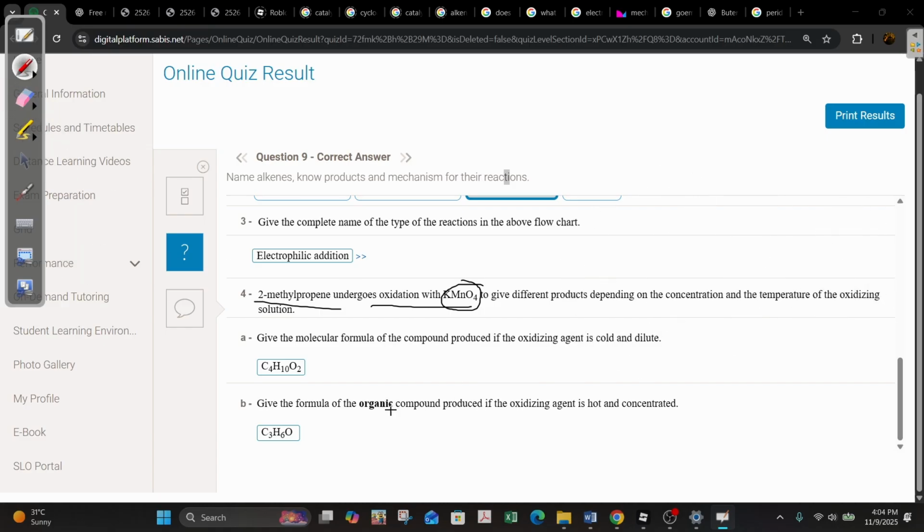Next, give the organic compound if it is reacting with a hot oxidizing agent. Okay, so we have CH3, CH3.